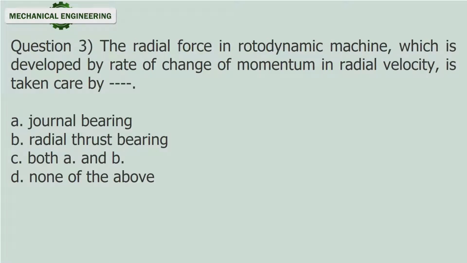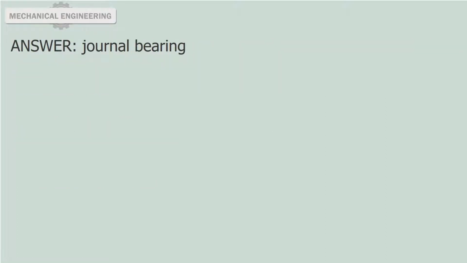Question 3. The radial force in rotodynamic machine, which is developed by rate of change of momentum and radial velocity, is taken care by, fill in the blank. A. Journal bearing. B. Radial thrust bearing. C. Both A and B. D. None of the above. Answer, journal bearing.